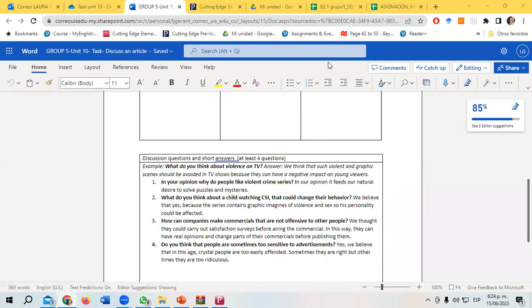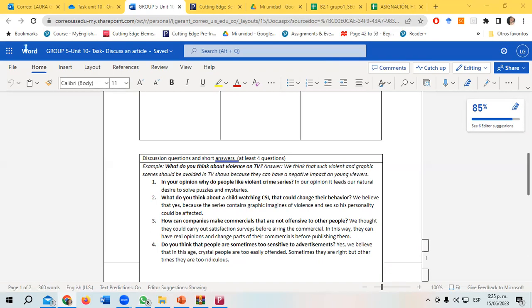In your opinion, why do people like violent crime series? In our opinion, it fits our natural desire to solve puzzles and mysteries. And the second is, what do you think about a child watching CSI that could change their behavior? We believe that yes, because the series contains graphic images of violence and sex, so his personality could be affected.